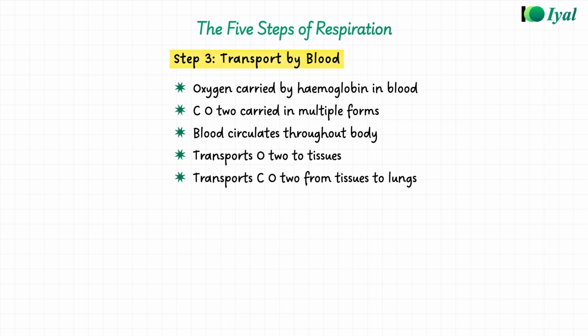Step 3. Transport of gases by blood. Now the oxygenated blood needs to reach all the tissues of the body. The oxygen is carried primarily by a protein called hemoglobin in the red blood cells. Similarly, carbon dioxide is carried by blood. We will learn later the different ways carbon dioxide is carried. But the point is, the blood acts as a transport medium. It carries oxygen from lungs to all tissues and carries carbon dioxide from tissues back to lungs.